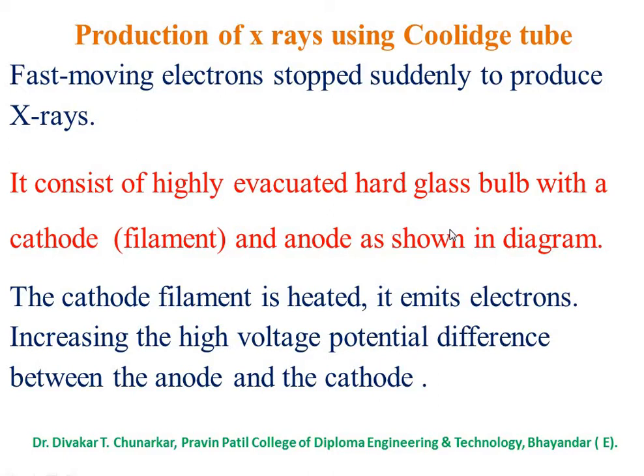The X-ray tube consists of a highly evacuated hard glass bulb with a cathode filament and anode as shown in the diagram. The cathode filament is heated and it emits the electrons. You already know, students, that light falling on a metal plate emits electrons, so that process is used in X-ray. When the cathode filament is heated, it emits electrons, and the high voltage potential difference is applied between the anode and cathode.